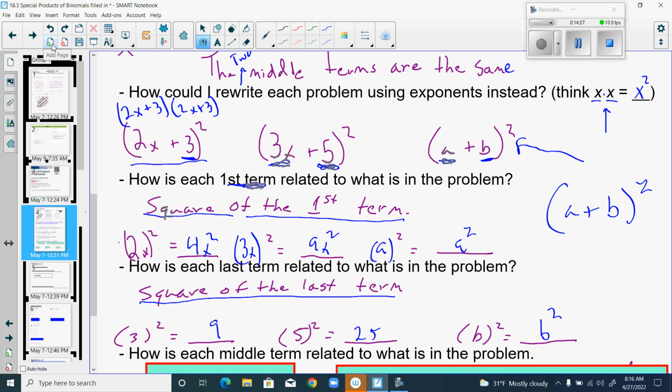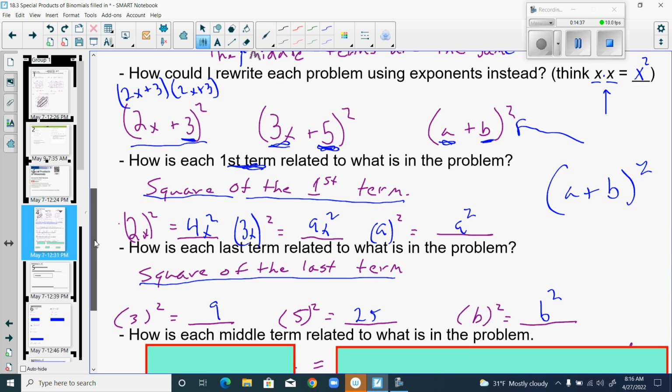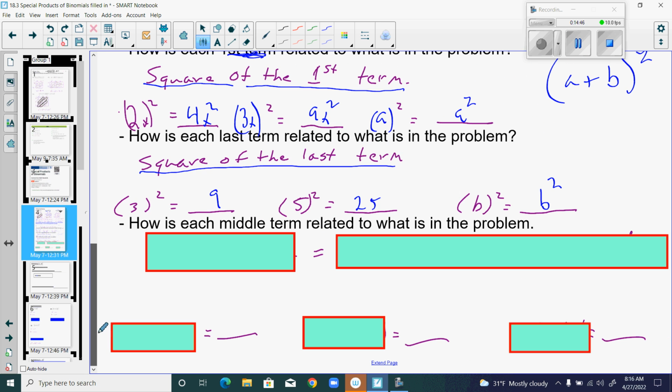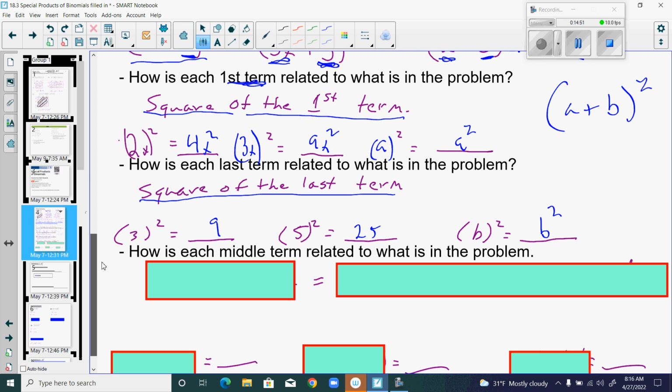All right, now we have to look at the middle term in our answers. So let's go back up to the middle term in our answer here. Now we're talking about how we get the 12 and the 30 and the 2ab. That's the first thing we talked about, the first pattern we noticed. Okay, how did I get that 12x? It's because the middle term is equal to what?